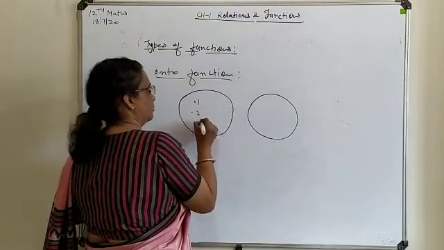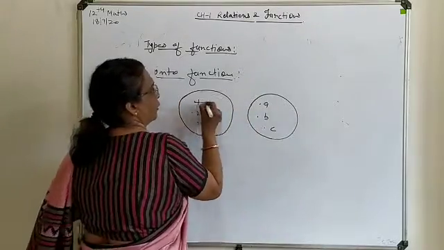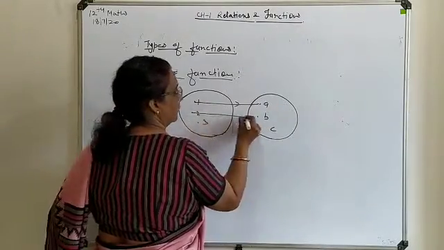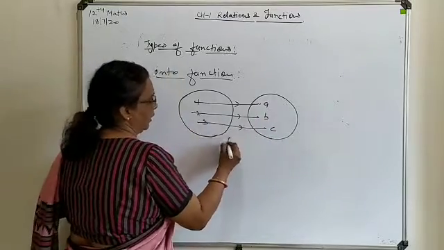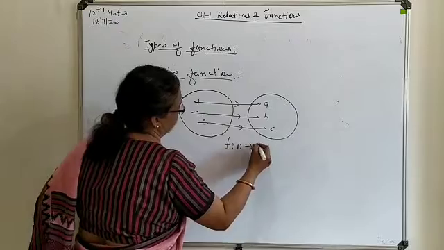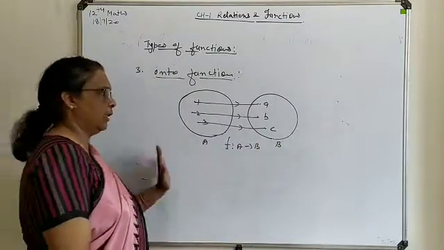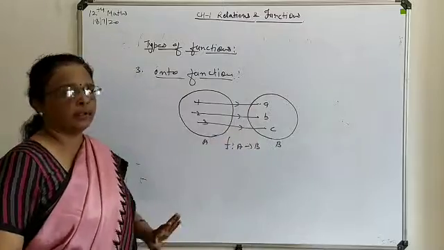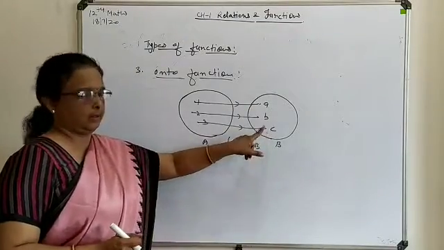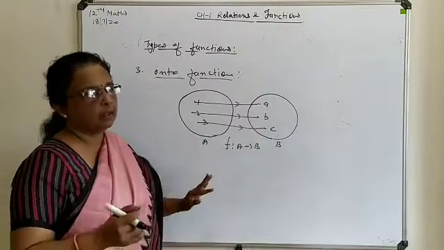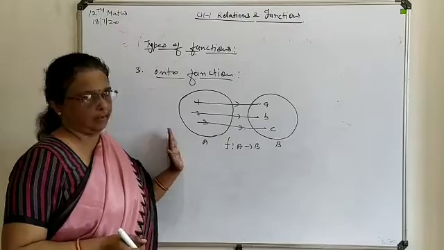This is 1, 2, 3. It is A, B and C. 1 corresponds to the first position, 2 to the second and 3 to the third one. Here the function is defined from A to B. This is A, this is B. Here you can see I have written only limited elements in set B, meaning each element in set B is compulsorily an image of an element of set A.